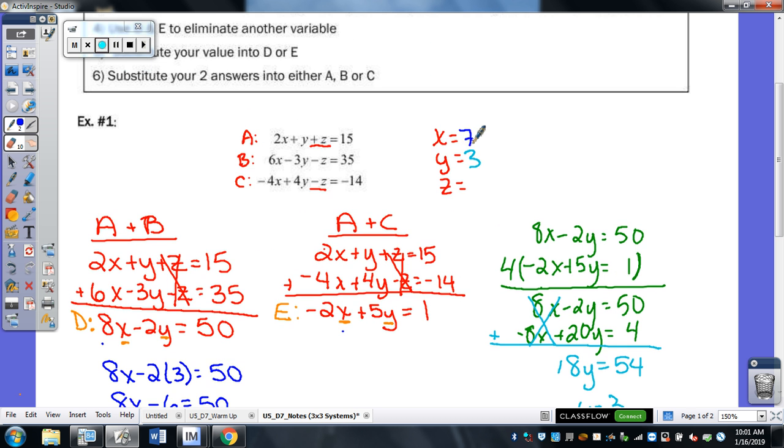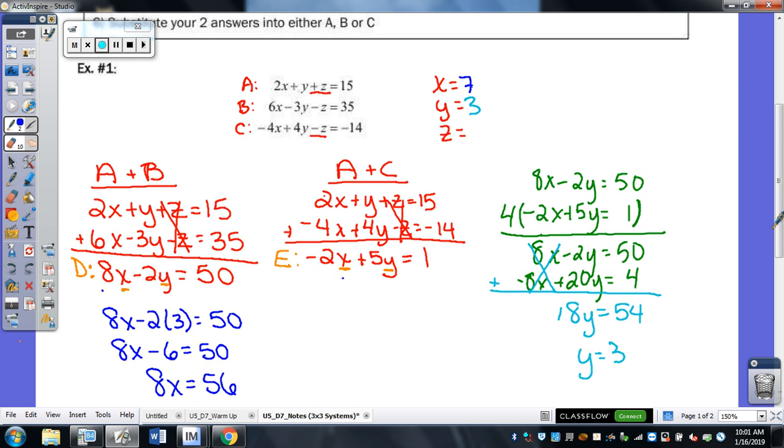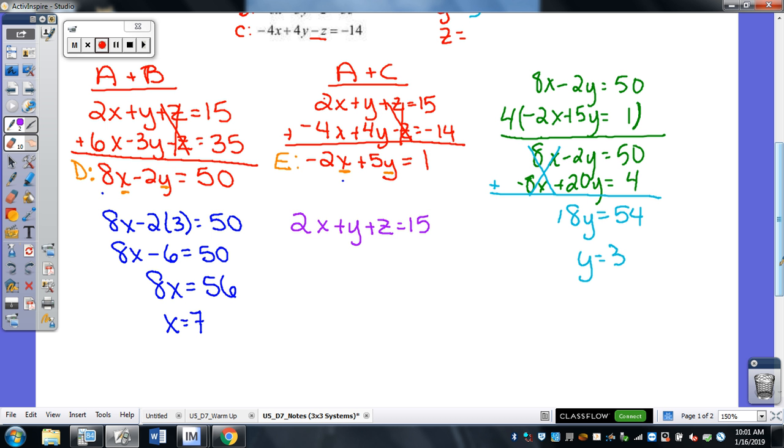So x equals 7. So then to get our final letter, our z, you have to pick one of the 3 original equations. It doesn't matter which one. And you have to plug in your x and your y, and then you'll be able to figure out your z. So to figure out z, I'm actually going to use my letter A. Again, you could use B or C.